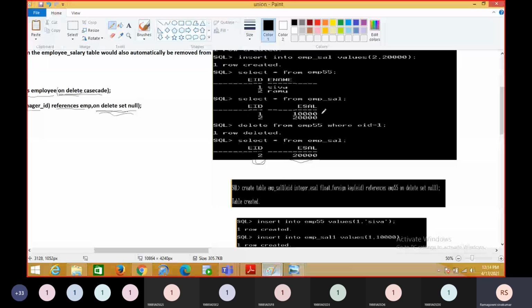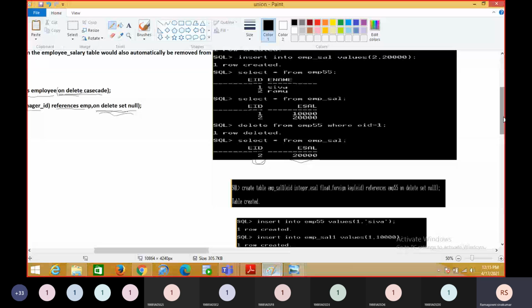I performed this operation on two tables only, so you can check this same condition with the employee salary table and the employee department table. And the other operation I performed: on delete set null. On delete cascade you have seen.